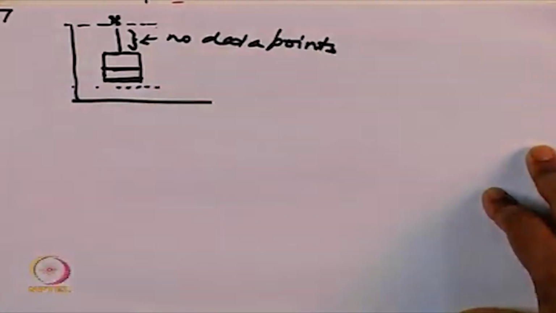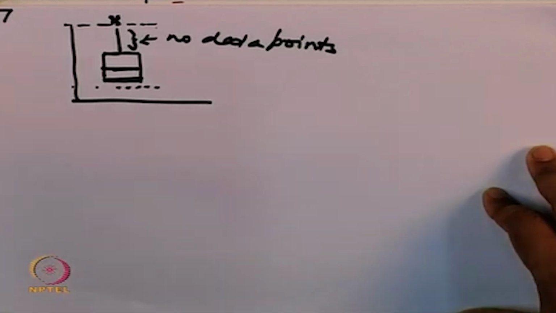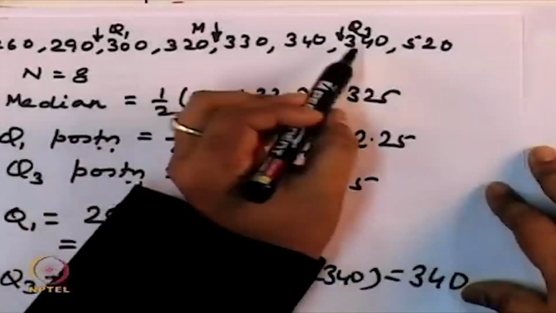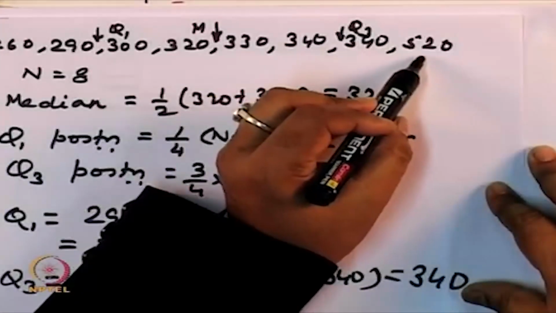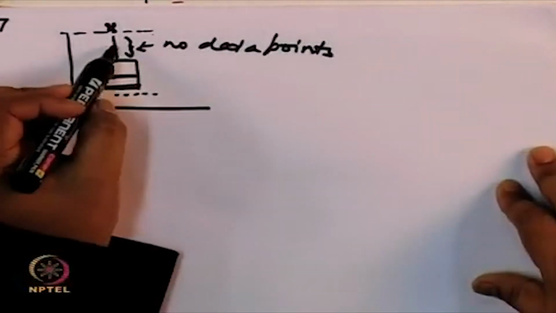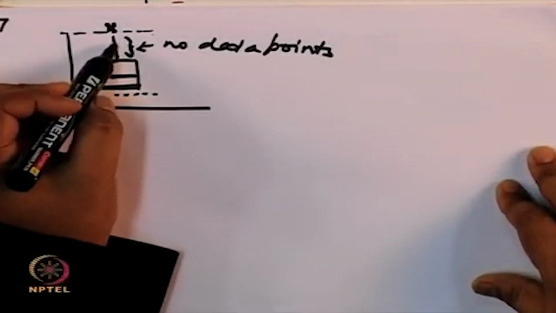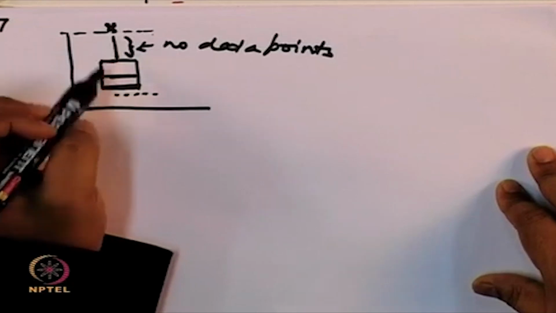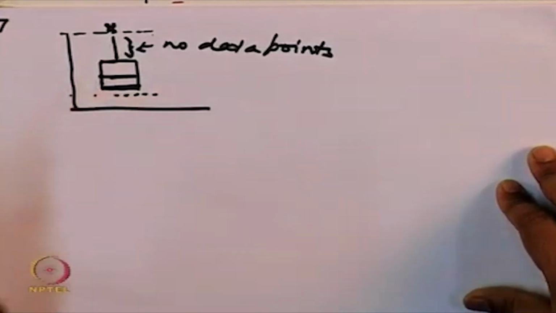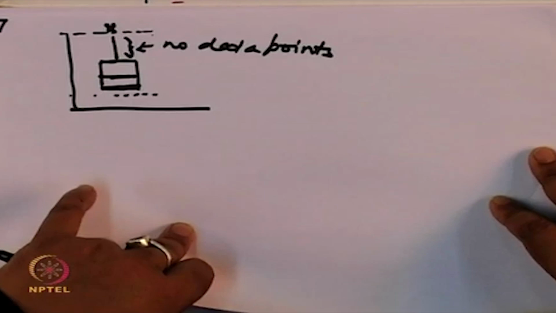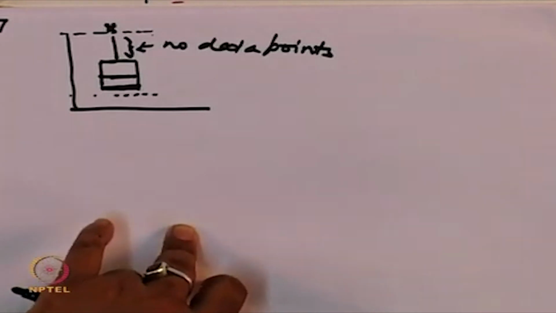Okay, because after 340, where are the points? After 340 you directly have 520. Okay. So this just means that there is no data point here, but your error bar shows you up to the maximum, and there are no points here. Okay. So with that I have shown you how to generate a box plot.